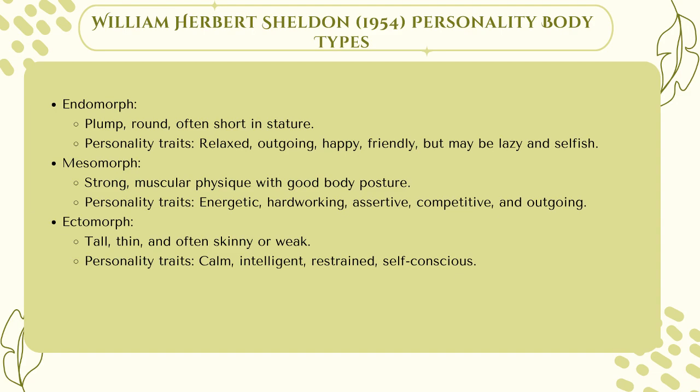Then the mesomorphs. The second group is the mesomorph. Strong and muscular, with good body posture, energetic, hardworking and assertive, competitive, outgoing personality. And the third is the ectomorph. Tall and thin, skinny and weak, calm, intelligent and restrained, self-conscious personality. Modern trait theories have criticized the idea that all people can be grouped into a small number of categories.